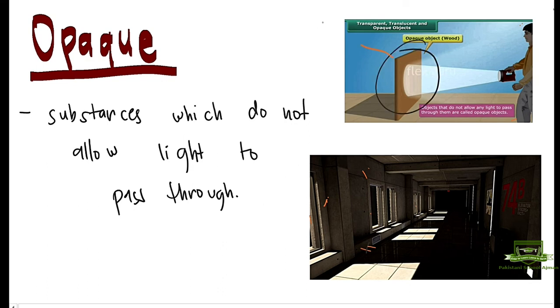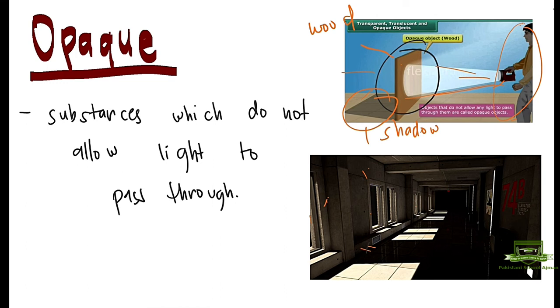Wood. As soon as this man in the picture turned on the flashlight, and as soon as the light strikes the wood, you cannot see any light that is passing through. Instead, we produce a shadow, simply because this wood blocked the light instead of reflecting it. So wood is an example of opaque materials or substances.